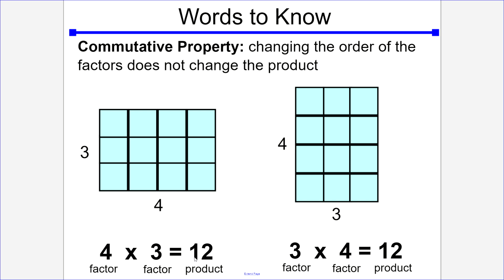Well, if we change the order of the factors to 3 times 4, meaning that there are 3 squares in each row and 4 rows, the area does not change. The product does not change. It is still 12. 4 times 3 equals 12, and 3 times 4 equals 12. The commutative property says we can change the order of the factors without changing the product.